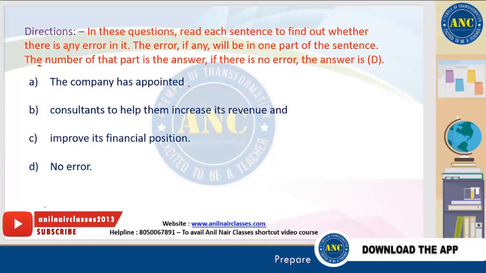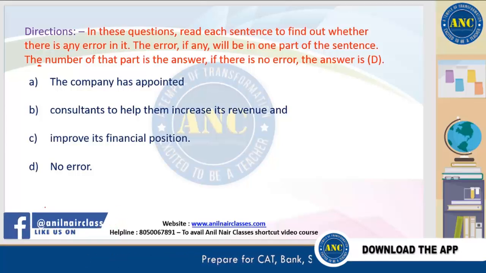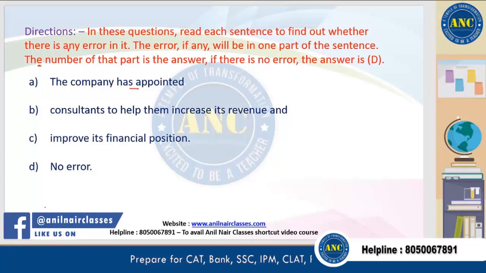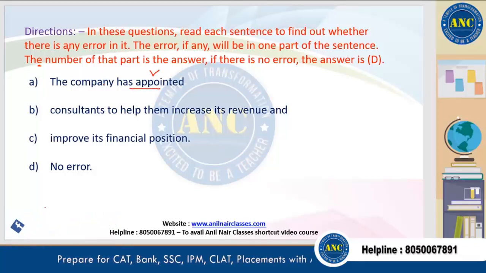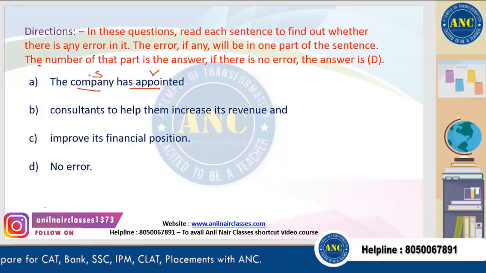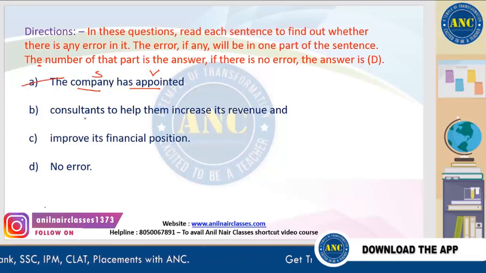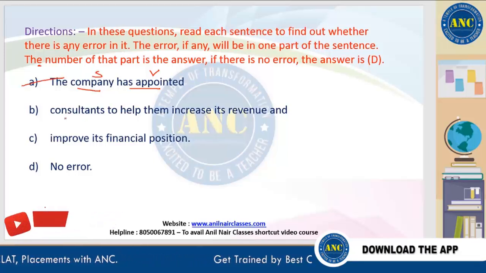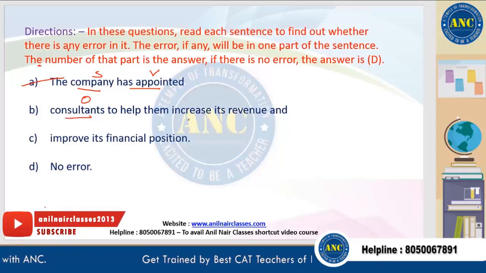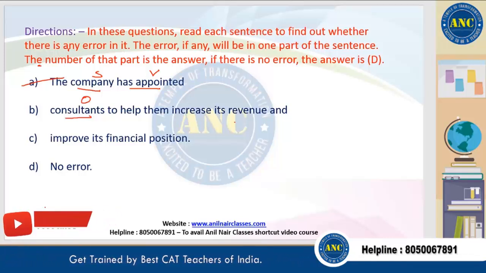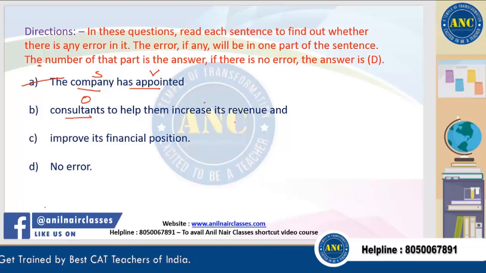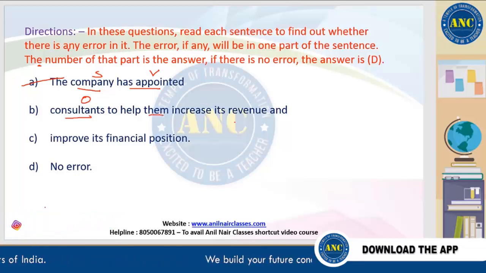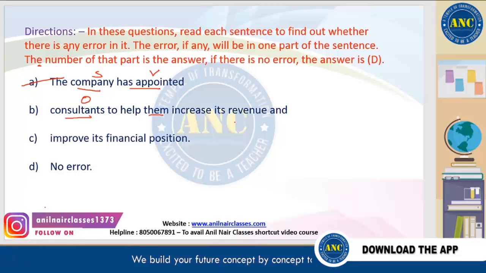Fine, let's move ahead. The company has appointed. Always look for each and every part. Who has appointed? The company. Subject verb agreement is there, perfectly fine. Appointed whom? Consultants. The object, to help them increase its revenue. So who has to increase? To help whom? This them refers to whom? Find it out. So them refers to whom?